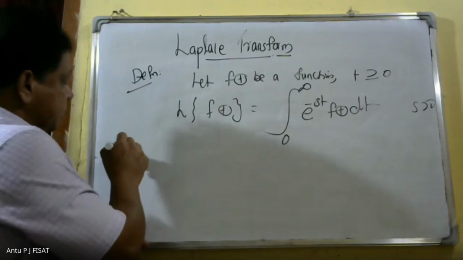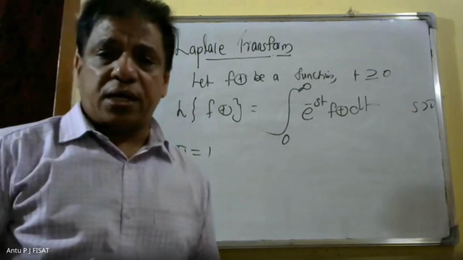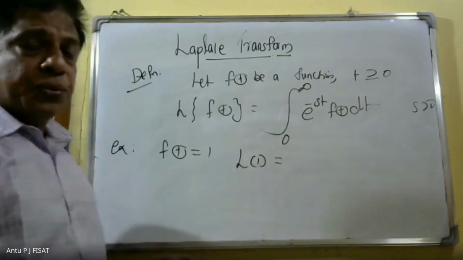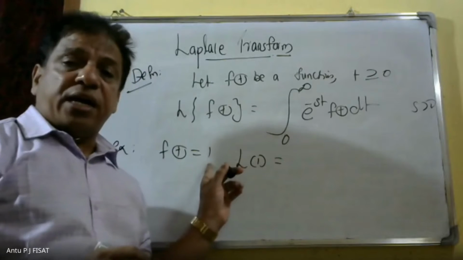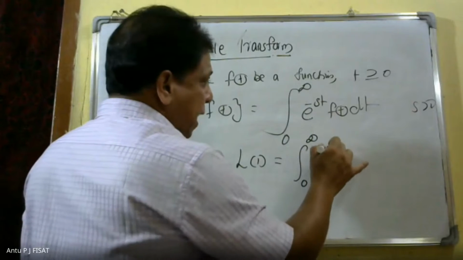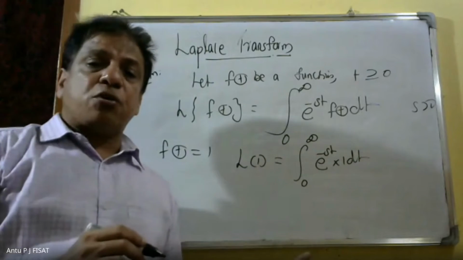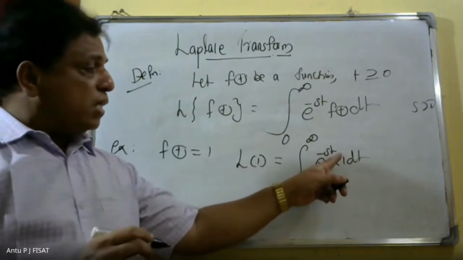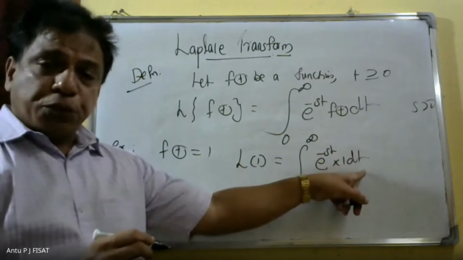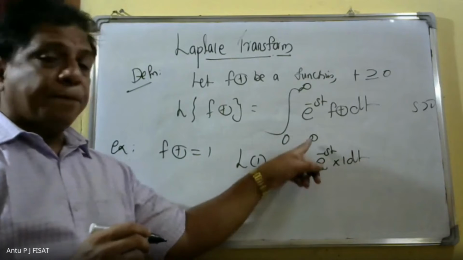For example, when we take f of t is equal to 1, then we can find the Laplace transform of 1. Laplace transform of 1 is equal to the integral from 0 to infinity of e raised to minus st into 1 dt. We multiply the function 1 by e raised to minus st, then integrate with respect to t and evaluate within the limit, lower limit 0, upper limit infinity.